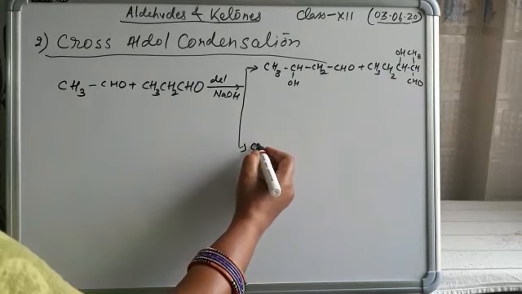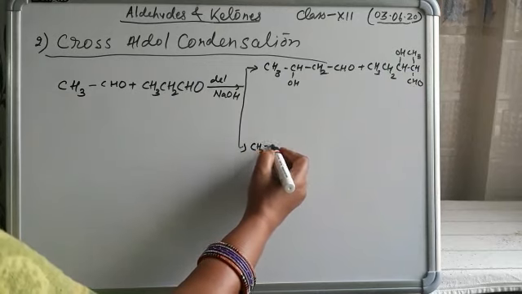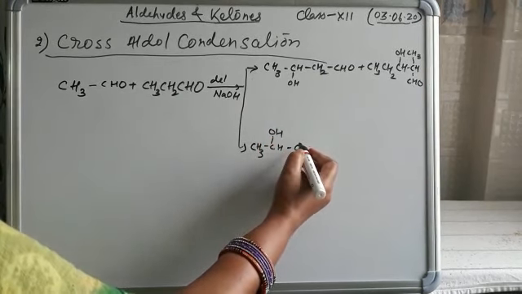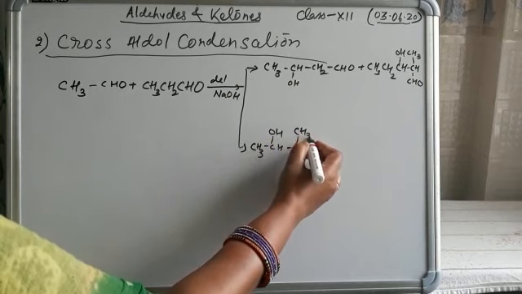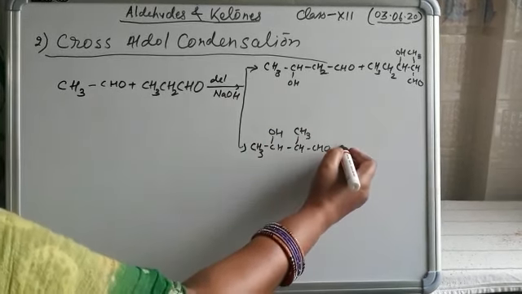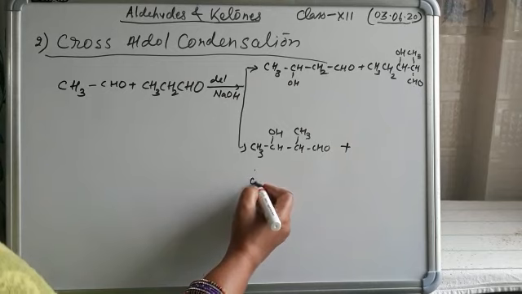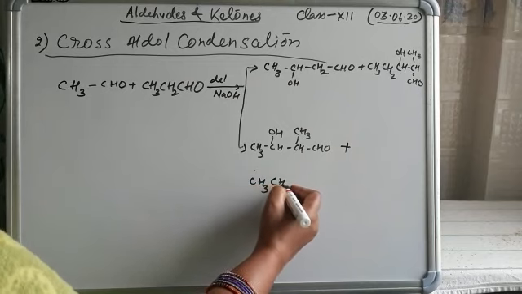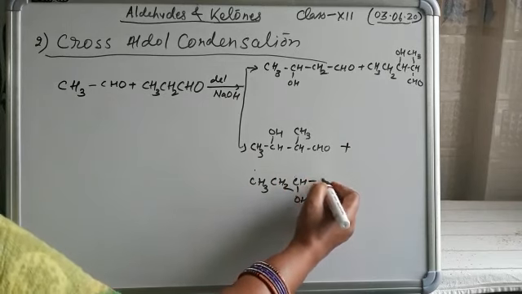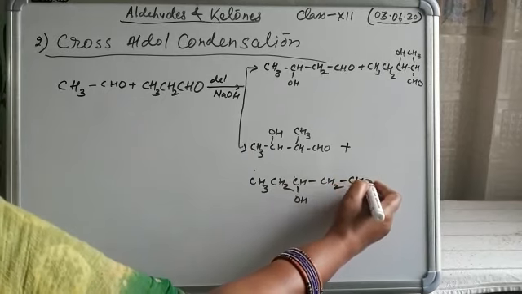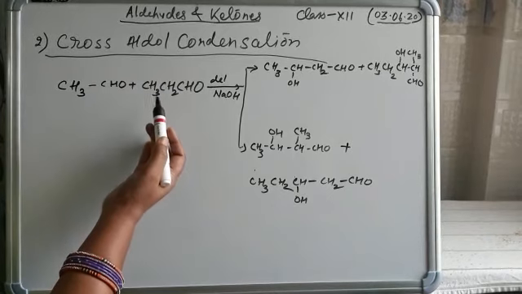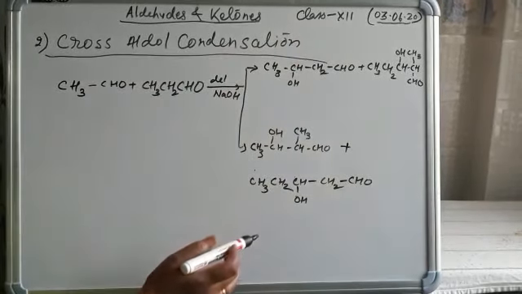Another product, CH3 CH OH CH CH3 and CHO, and one of the products will be CH3 CH2 CH OH CH2 and CHO. So when two different aldehydes both have alpha hydrogen, a mixture of aldols will be formed.